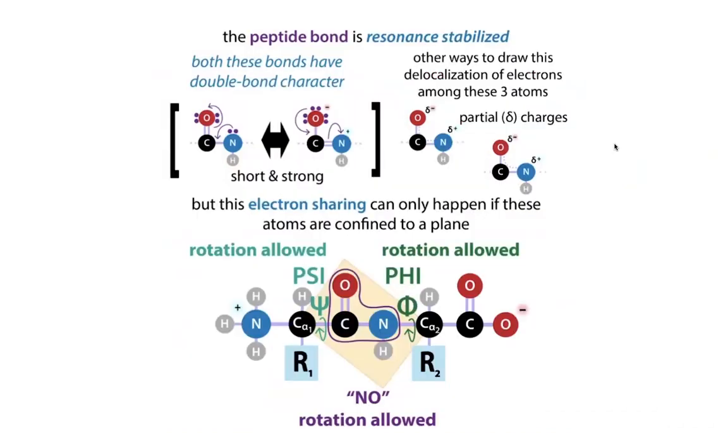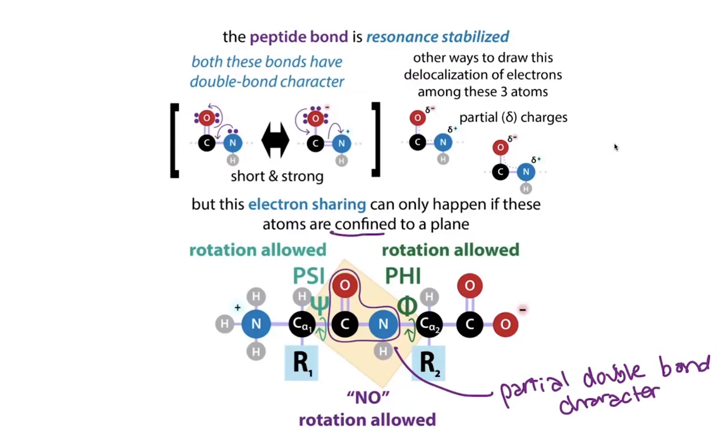So what's so special about this peptide bond? Well, it's resonance stabilized. We typically draw it with a double bond to the oxygen and a single bond to the nitrogen, but really this has partial double bond character. So it's more like a 1.5 bond. And why does this matter? Double bonds are shorter and more stable, but in order to have that resonance, that stabilization, these have to be in a plane. So it's going to be confined to a plane.